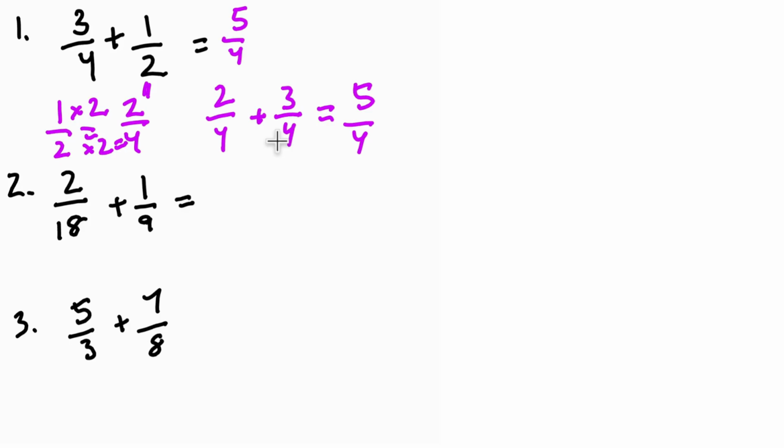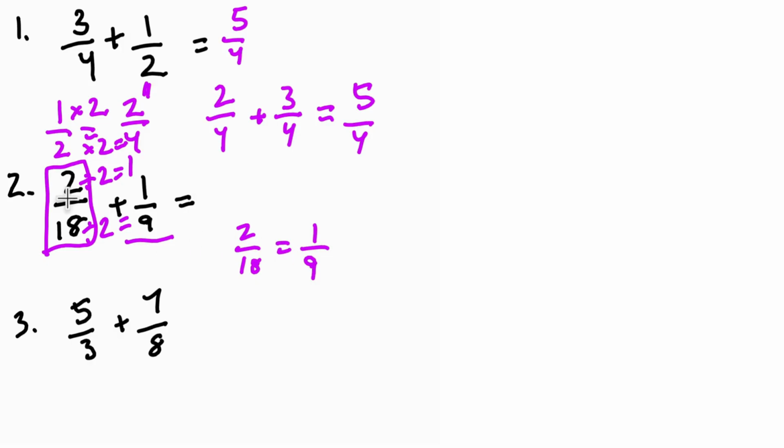Okay, so 2/18 plus 1/9. Before, we were always taking the smaller number and multiplying to get to the bigger number. But here you could see 2/18 can be simplified to get a denominator of 9, because 18 divided by 2 is equal to 9. And if I divide the top by 2, 2 divided by 2 is equal to 1. So 2/18 is also equal to 1/9. So now if I remove this and just do 1/9 plus 1/9, it's equal to 2/9.